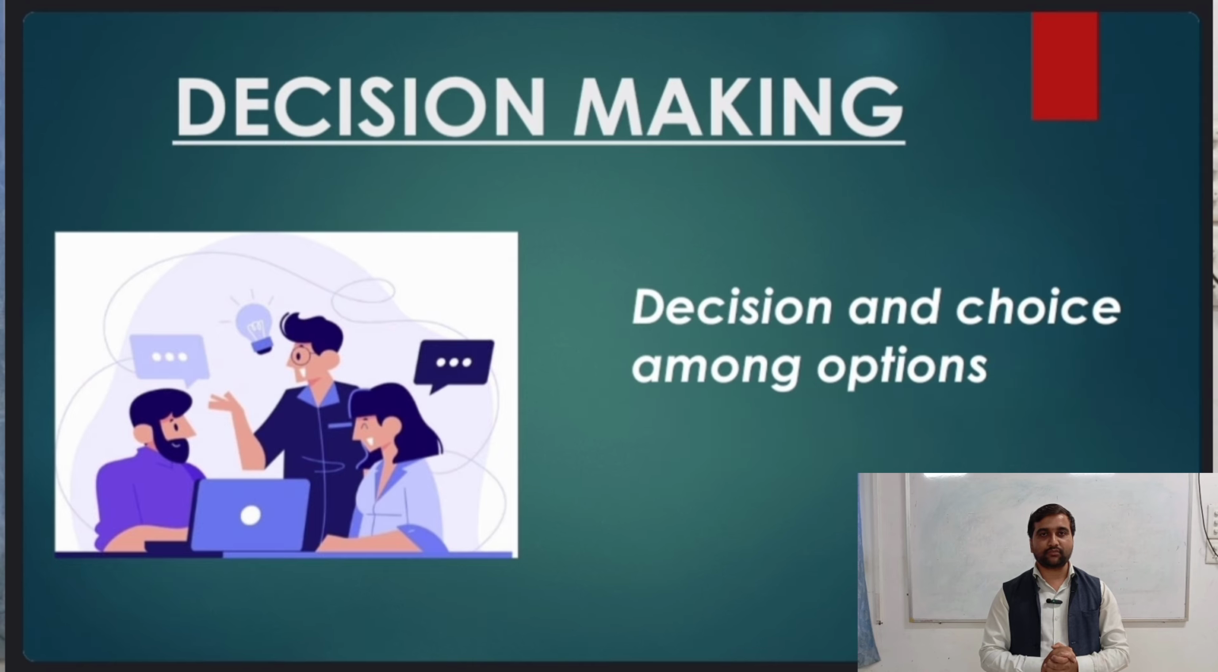The next function of communication is decision making. Then what is decision making? Decision making is making choice from the options. For example, a team leader's discussion with his team members to decide objectives of the project. Then how decision making is beneficial? Decision making is beneficial for reducing uncertainty and problem solving.